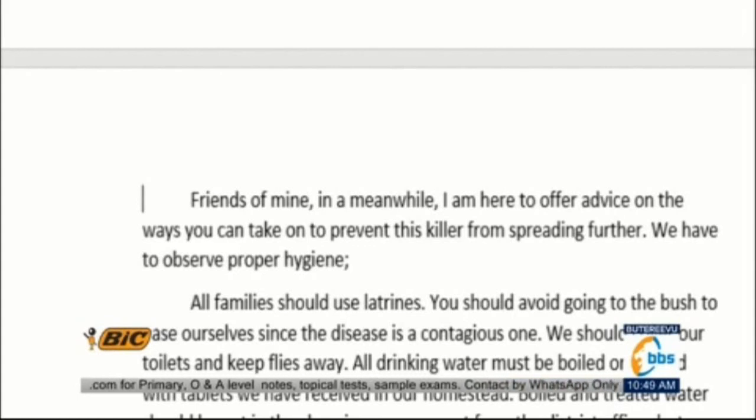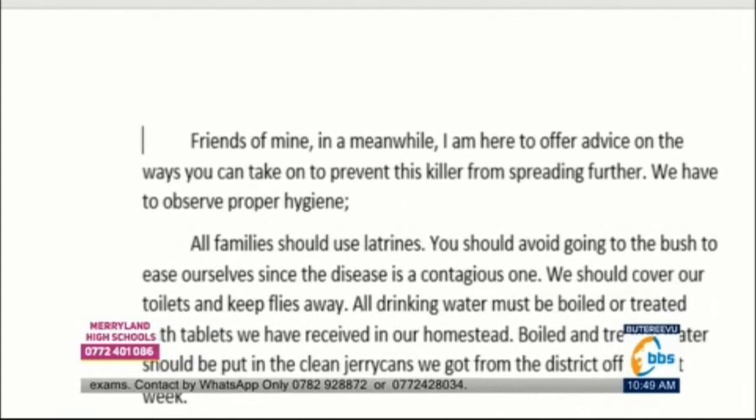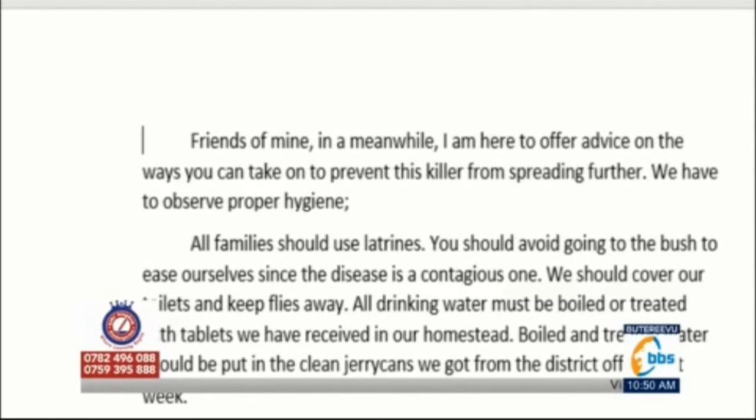We have to observe proper hygiene." Mark the words "friends of mine." You may not necessarily be his or her friends, but he's trying to bring you closer. He's attracting your attention. He has called us friends. Friends of mine. So you are now paying more attention because he has brought you closer to himself.